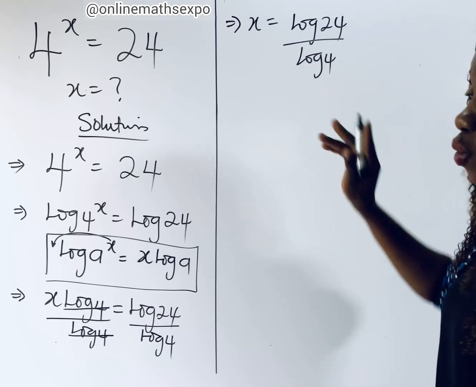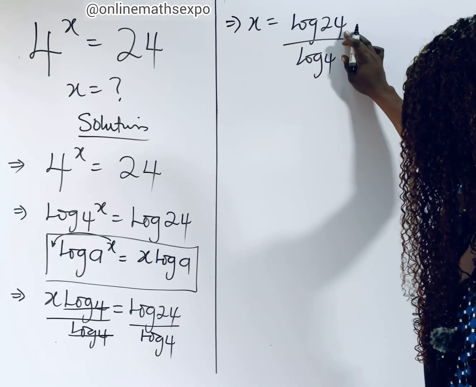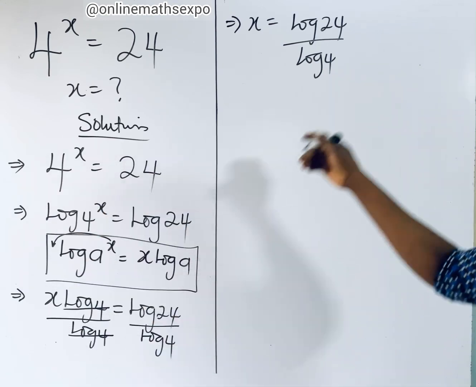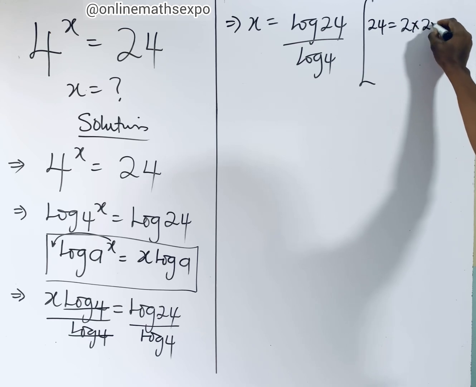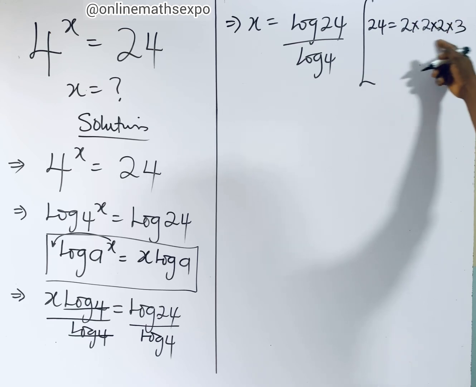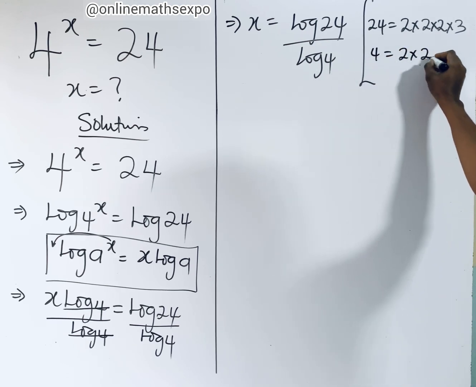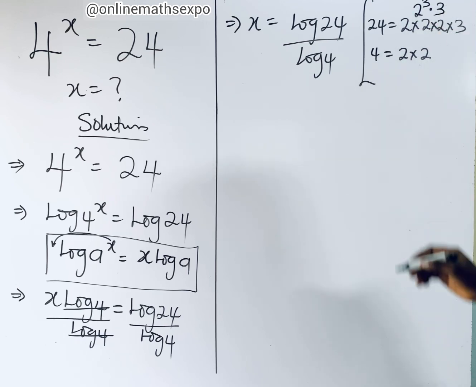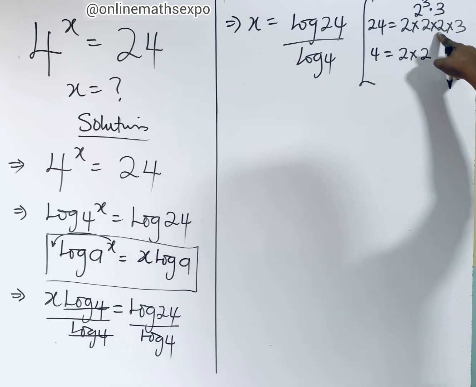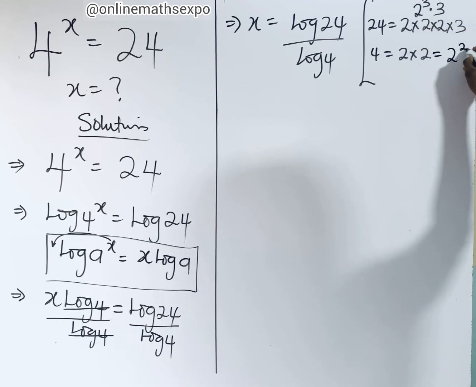But we cannot leave it this way, it's not yet simplified, okay? So what you do is express this 24 in its prime product form. You know too well that 24 is the same as 2 times 2 times 2 times 3. These are all prime numbers. Now 4 is the same as 2 times 2. For this, it is 2 to the power of 3 multiplied by 3. Did you get that? Because 2 is applied 3 times here, that's why we have this. So for this, it is just 2 to the power of 2.